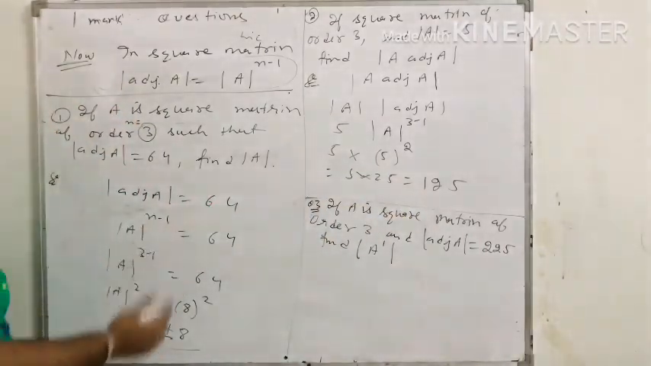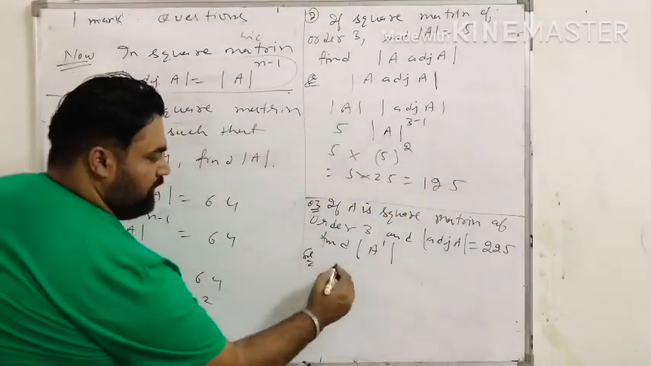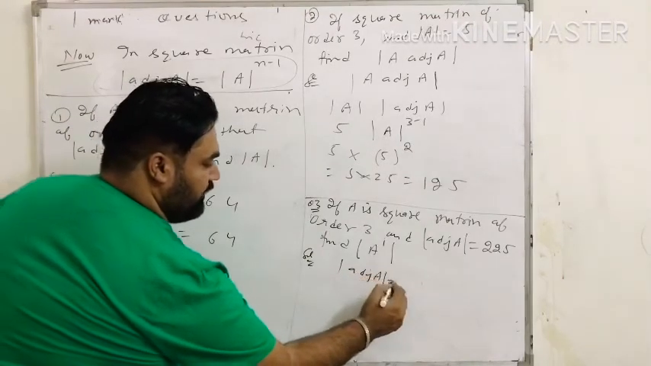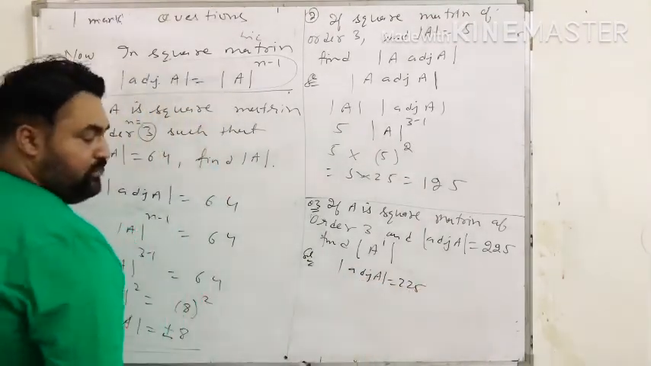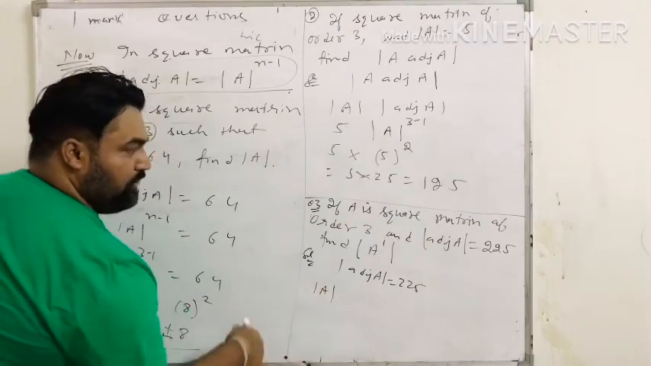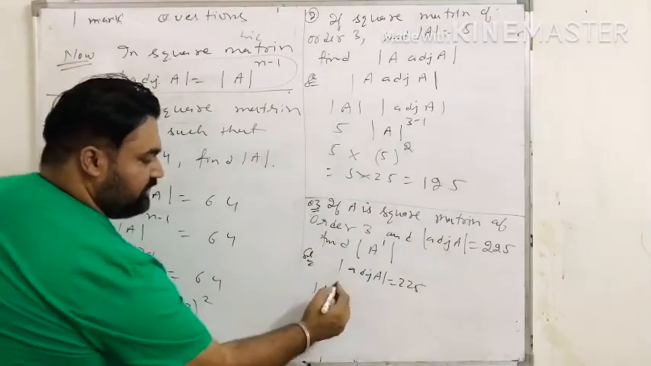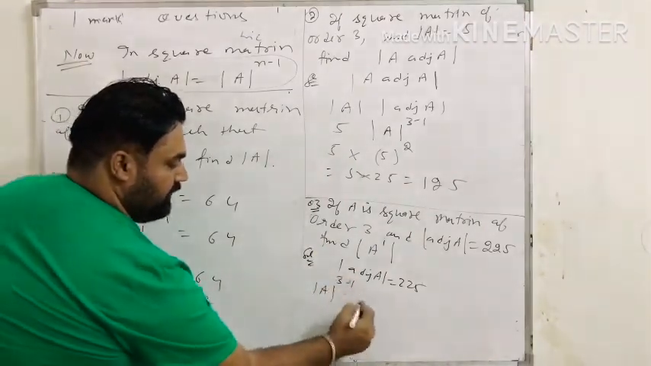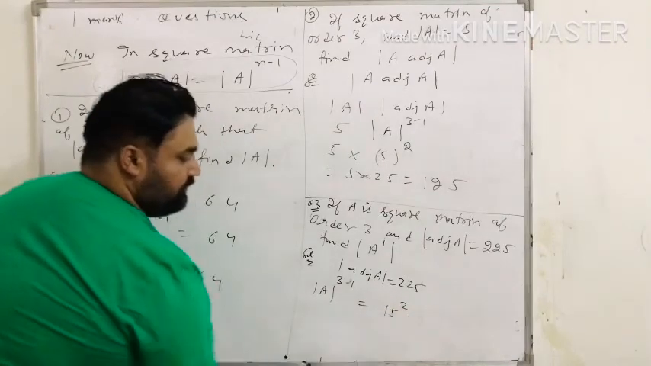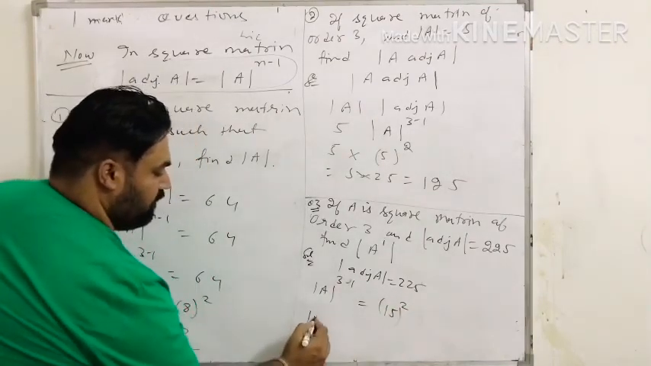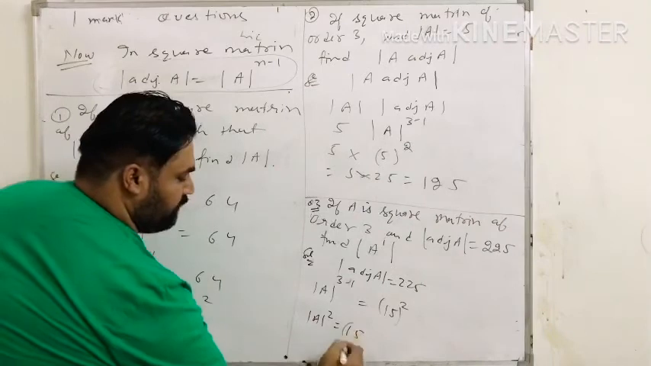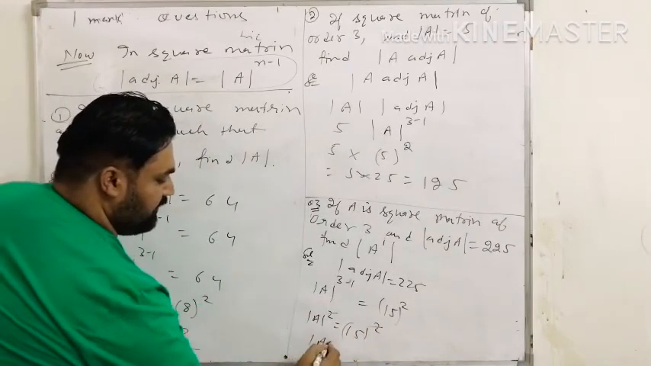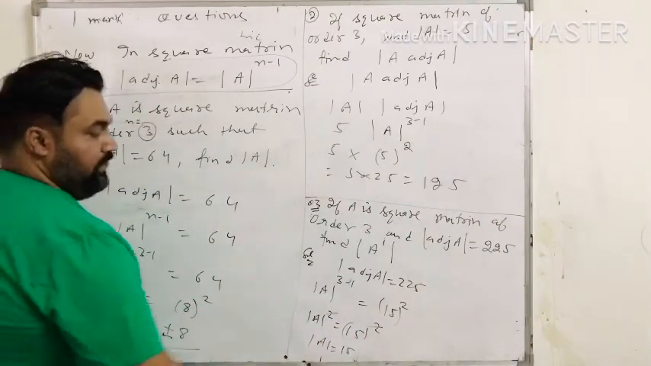Now we shift to this question. The last one. Determinant of adjoint A equals 225. The formula is determinant A raised to power n minus 1. What is n? 3. So 225 is 15 squared. So determinant A squared equals 15 squared. Cancel the squares, determinant A equals 15.